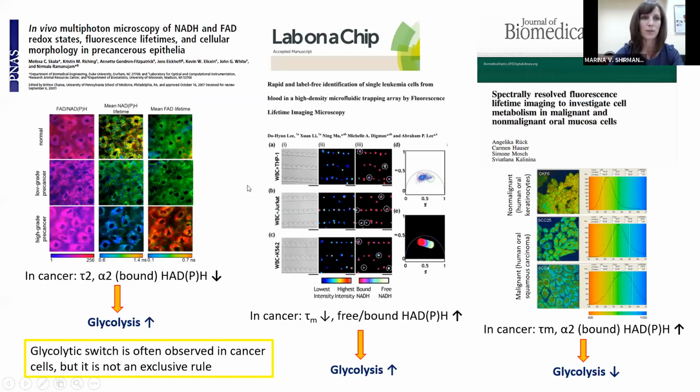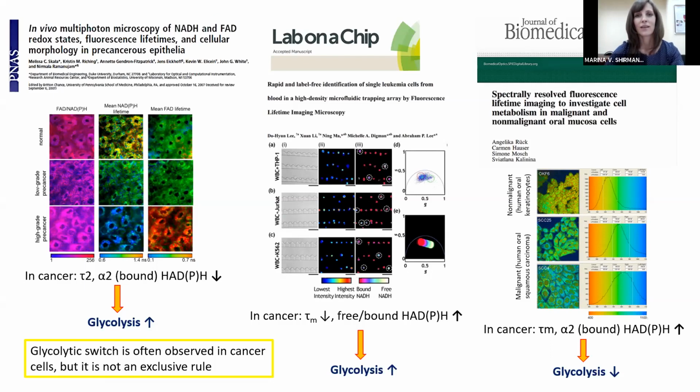Previous studies from different groups also demonstrated that different tumors may have different metabolic states if compared with normal tissues. Some studies show that a glycolytic switch is observed in tumors, but there are also studies, for example, the studies of Angelica's group, that show that tumors, cancer cells, may have not glycolytic but oxidative metabolism.